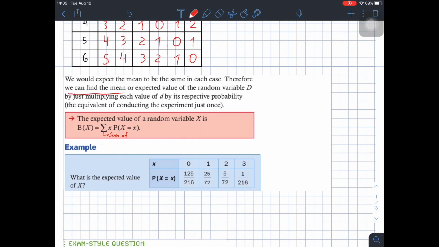Therefore, we can find the mean or expected value of the random variable d by just multiplying each value of d by its respective probability. The equivalent of conducting the experiment just once, okay? So that's what this is about.